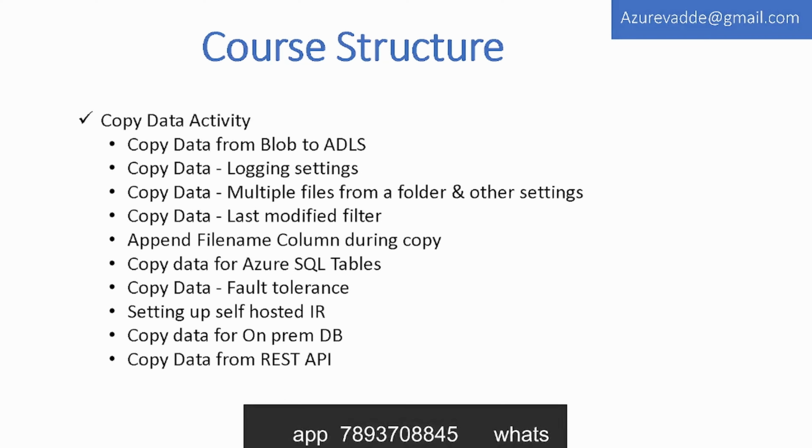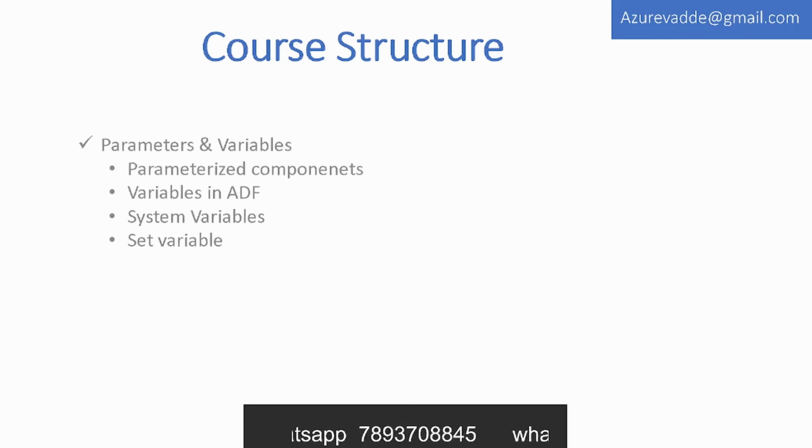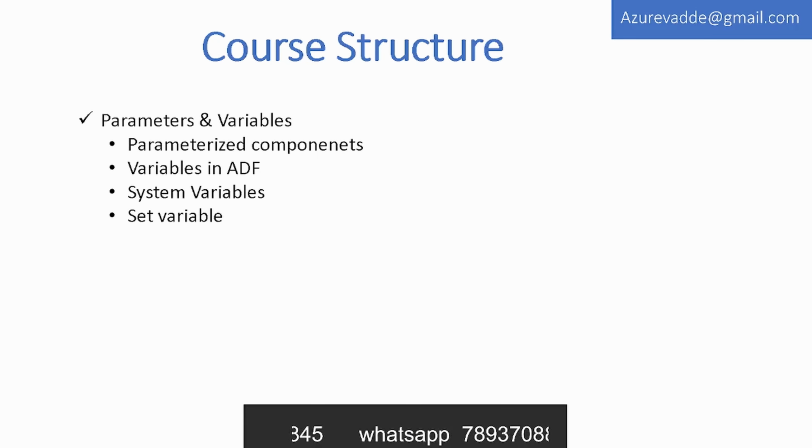And next is the copy data activity. This copy data activity is one of the most frequently used activities of Azure Data Factory in projects. So we will explore copy activity in full detail, with all the important configurations and settings of copy activity. Next is parameters and variables. We need parameters and variables to make the pipeline dynamic.